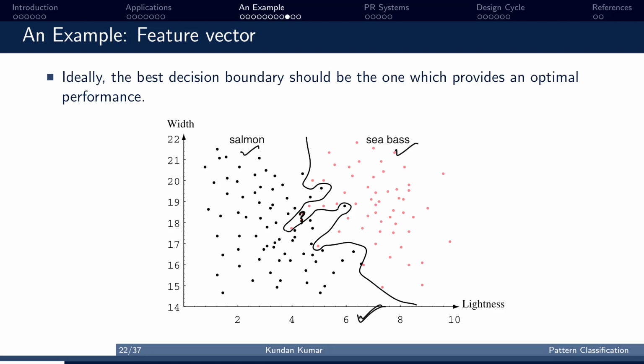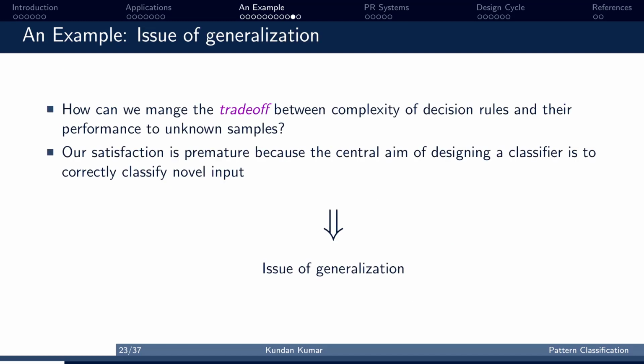Our model should be very generalized, something like what I have shown here, so that with a boundary like this, the sample will be classified as salmon, and that should be the case, because this is an unseen data sample, an unseen feature vector. Our objective is to classify unseen fish, whether salmon or sea bass. So how can we manage the trade-off between the complexity of the decision rule and performance on unknown samples? That is the issue of generalization. Our satisfaction is premature, because the central aim of designing a classifier is to correctly classify novel inputs. We have to focus on novel inputs, not the training feature vectors.